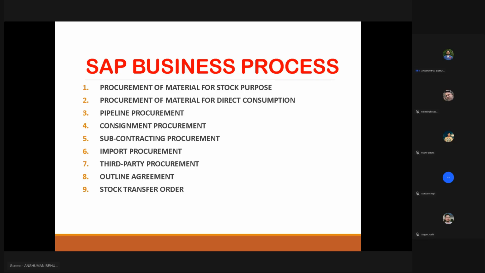In plants also, they will have certain requirements. Sometimes they will procure in one plant and sell in another plant. In that case, you have to do the stock transfer from the procurement plant to the selling plant. That scenario is there. So this is the process of stock transfer. Next one is external service procurement. Basically, this is when you procure some services.